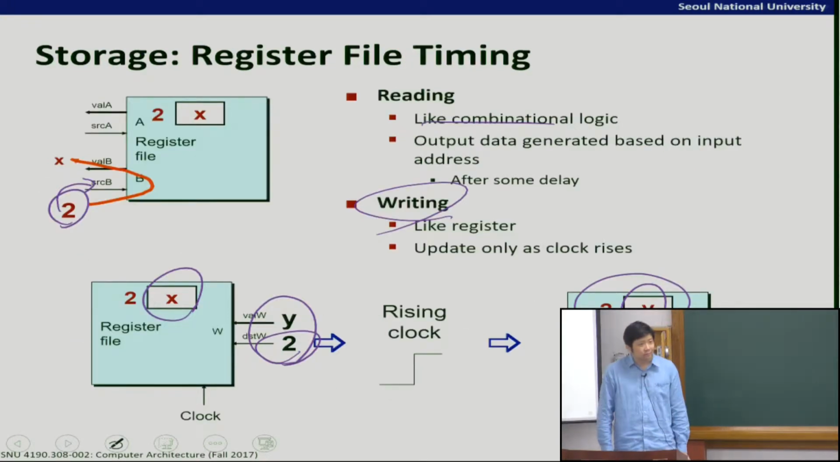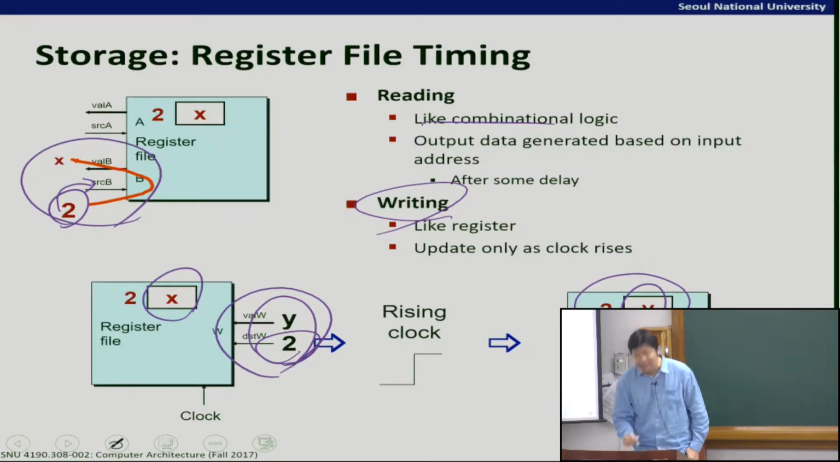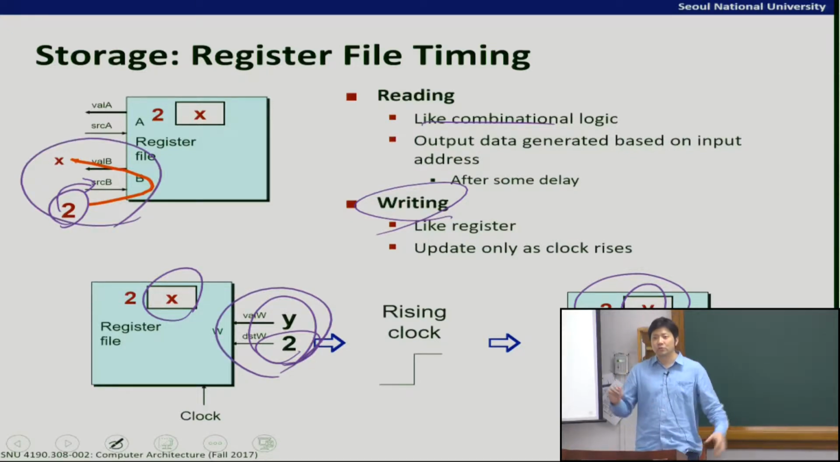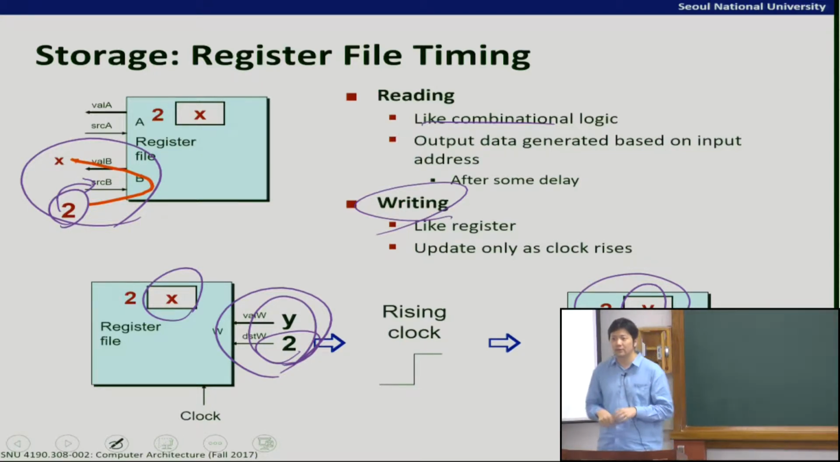So here is a question. Because we have multiple ports, we can access multiple registers at the same time, in the same cycle, right? But what happens if you want to do these two things together in the same cycle? Let's say in the same cycle, you try to read the value of register 2, and at the same time you try to update the value of register 2. The value of register 2 was originally x, and you want to overwrite it with y. Then what's going to happen? Any guess?